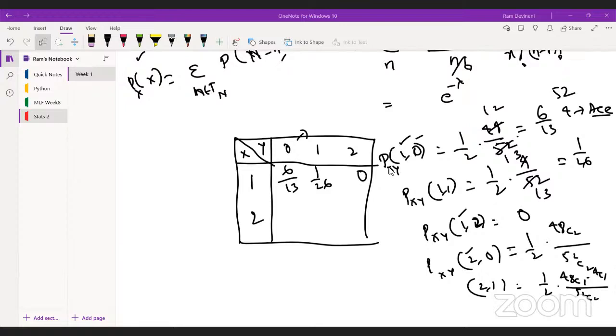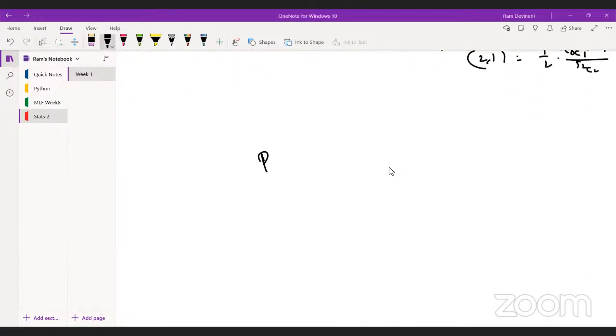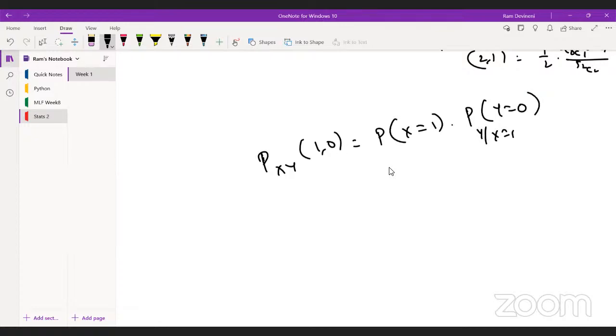Okay, wait. When you're solving for this pxy of 1 comma 0, what we could do is solve for this, which is nothing but p of x equals 1 multiplied by p of y given x equals 1, right? P of x equals 1 is nothing but half, and then when x equals 1, what is the probability that you get 0 aces? It's going to be 48 by 52.